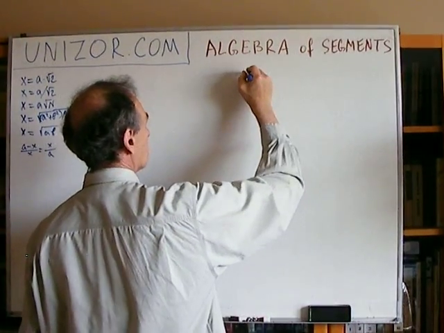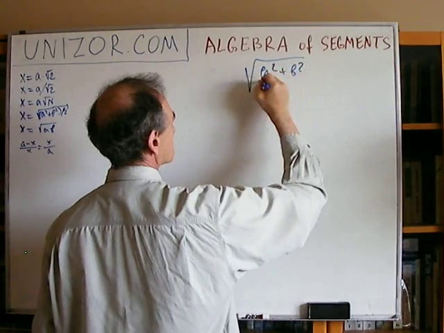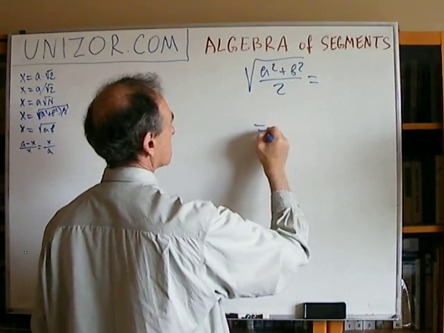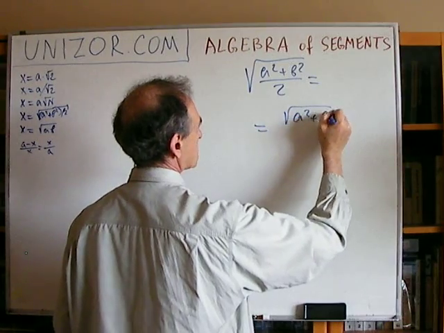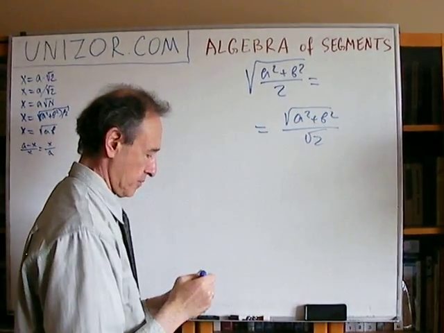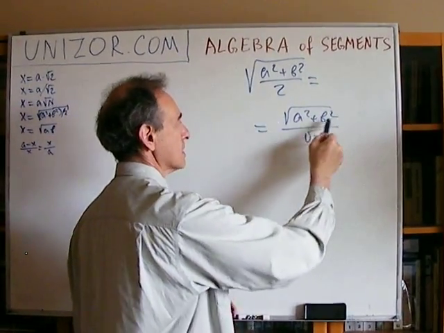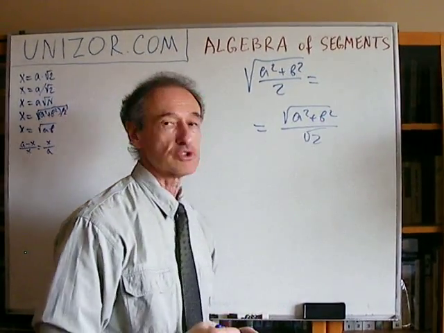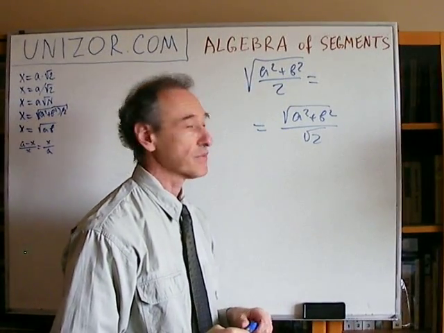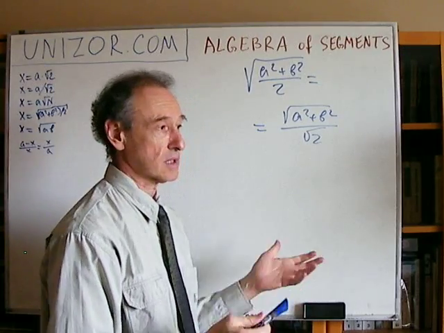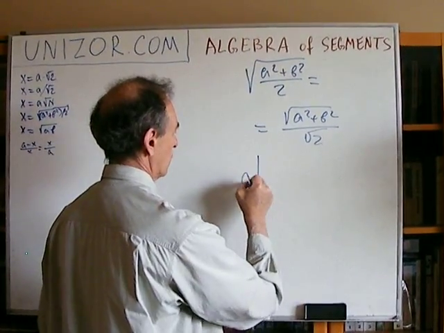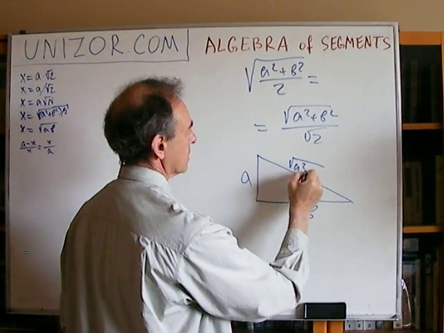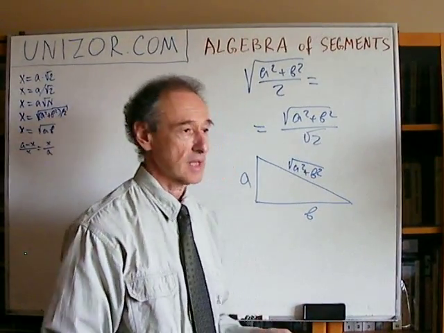Now, how about this one? Square root of (A squared plus B squared) divided by 2. Well, let's consider this as square root of (A squared plus B squared) divided by square root of 2. Now, we do know how to build the segment whose length equals the square root of the sum of squares of two given segments. Well, very easy. It's basically, again, the Pythagorean theorem. You have one cathetus A, another cathetus B, then the hypotenuse would be square root of A squared plus B squared, right? That's the Pythagorean theorem.